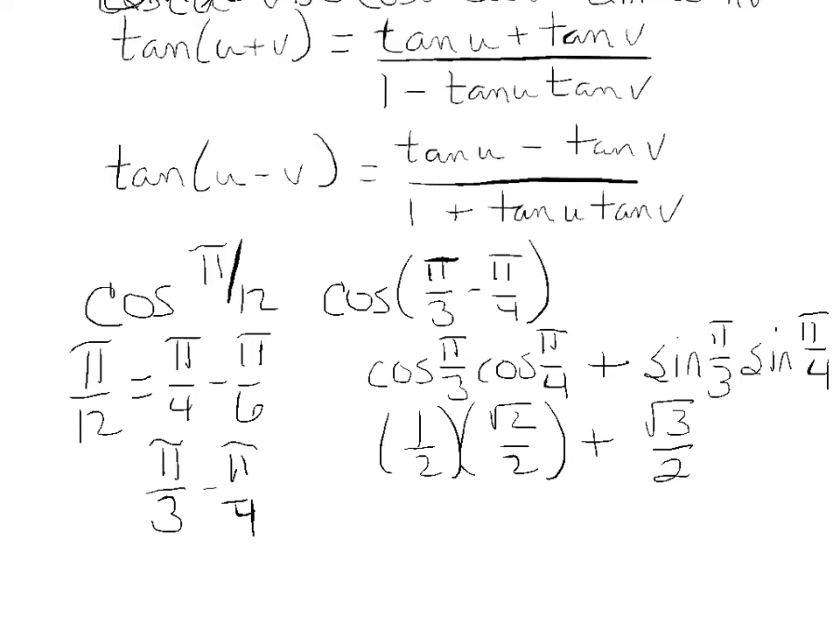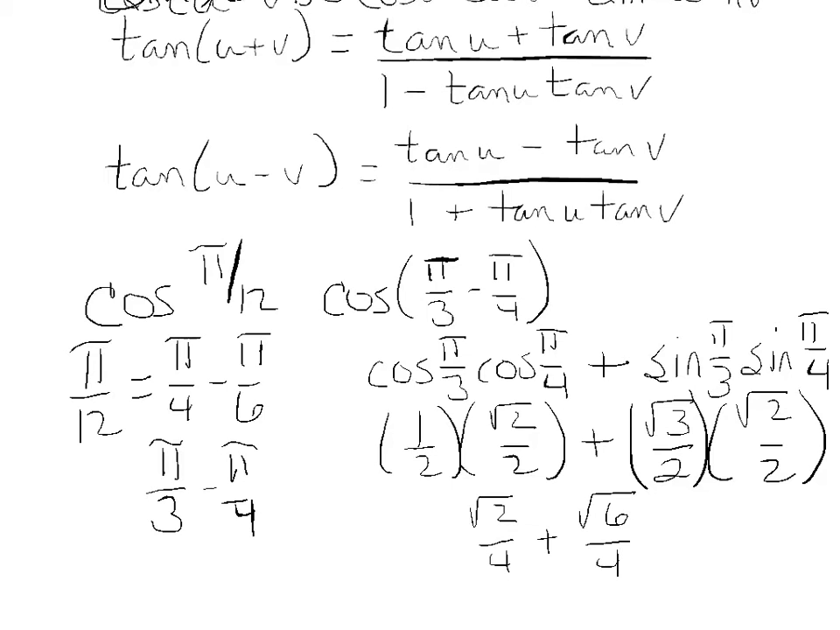And the sine of pi over 4? You're going to see a lot of these numbers looking the same. So here we get the square root of 2 over 4 plus the square root of 6 over 4. And that is the exact answer. We could write it as the square root of 2 plus the square root of 6 all over 4. And that is an exact answer.